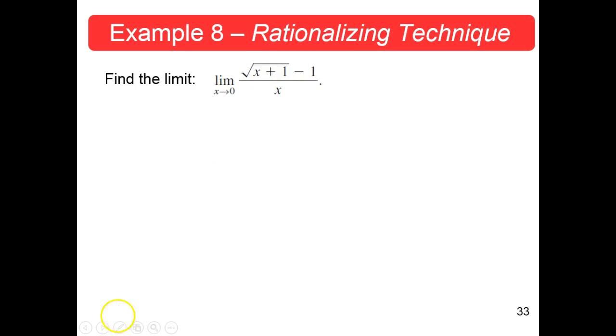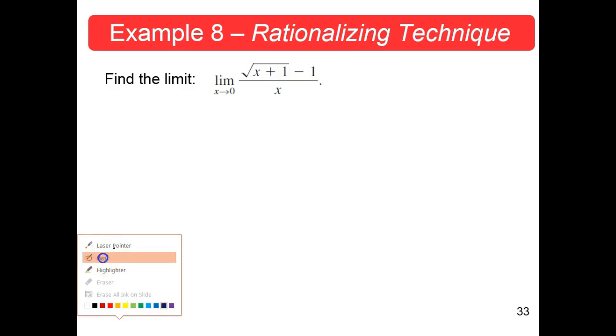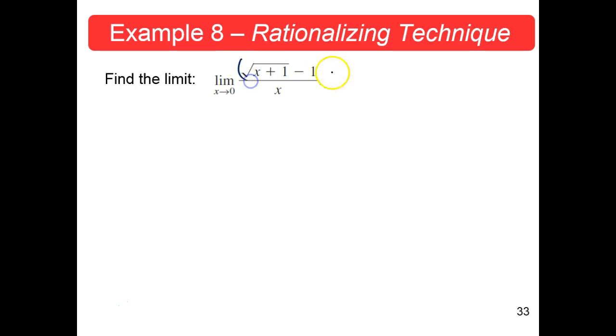Multiply by its conjugate. Is that what I heard? Okay. And what is the conjugate of which, numerator or denominator? Numerator. What's the conjugate of the numerator? The square root of x plus 1, plus 1. Okay. Over the square root of x plus 1 plus 1.